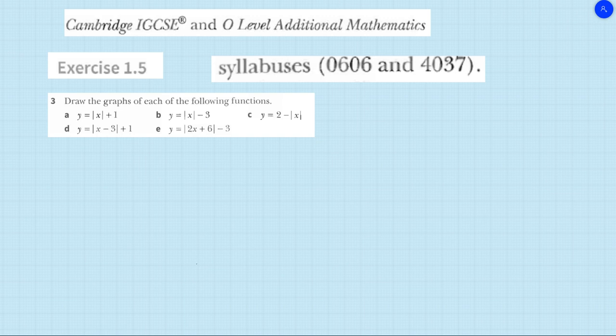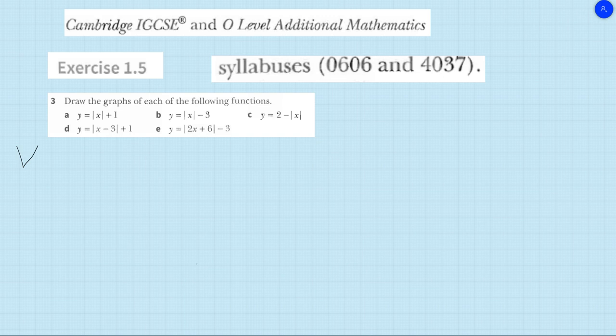What is question number 3? You can see on the screen. Draw the graphs of each of the following functions. Part A, B, C, D, and E. Students, you know, these are absolute valued functions, and I already told you that the graph of an absolute valued function is always V-shaped. V-shaped means like this. This is the graph of an absolute valued function.